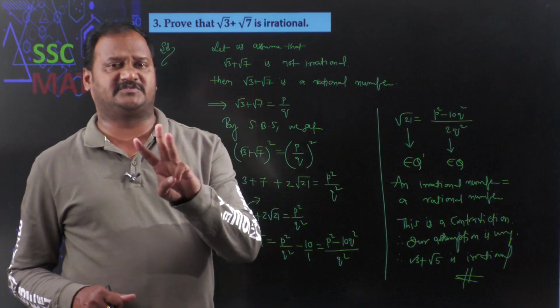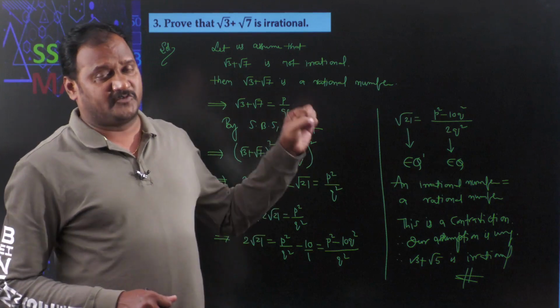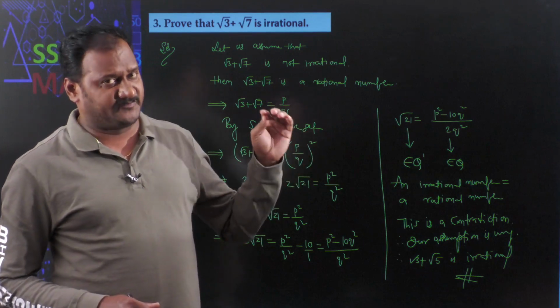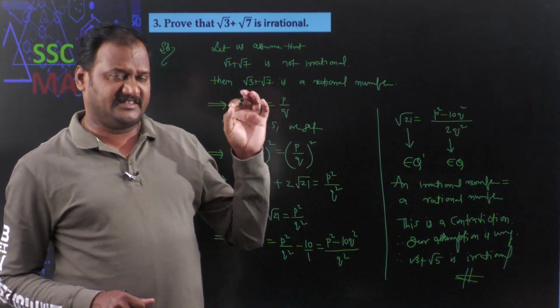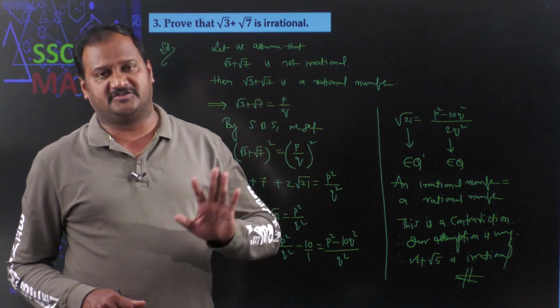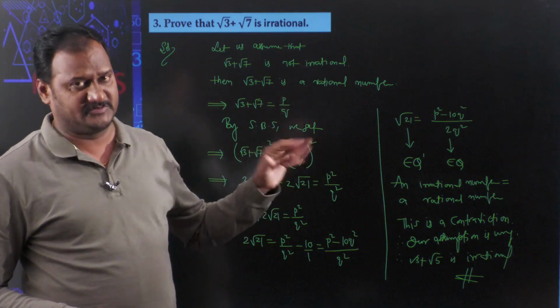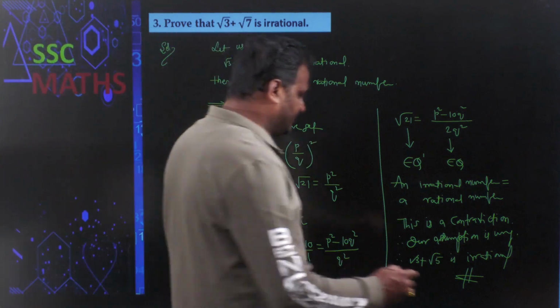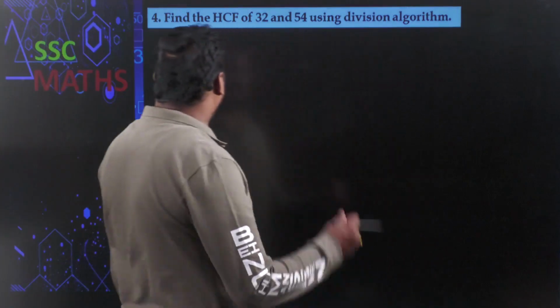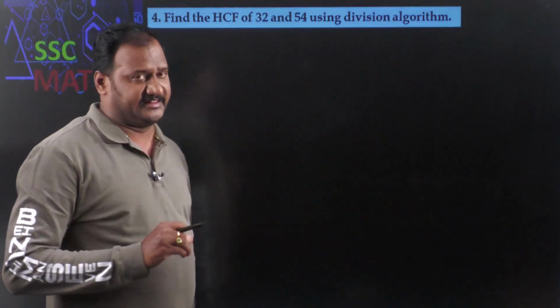So these three problems can be solved in three different ways. Please be focused on all these three types of proofs, because this problem is 99.99% compulsory in your board examination, so that you will definitely get full marks if you follow this procedure, right? Let's move on to the next problem. So the next problem is find the HCF of 32 and 54 using division algorithm.